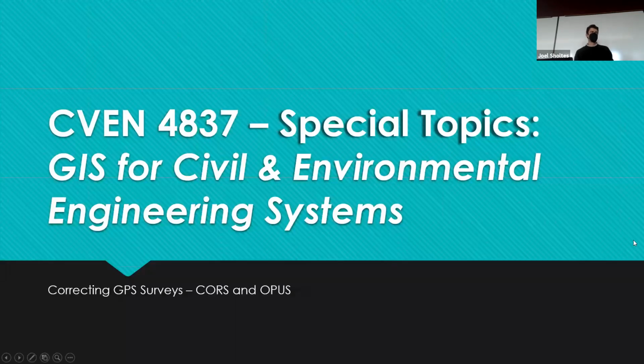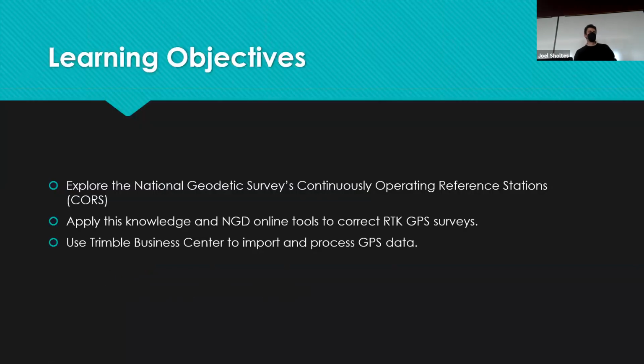So today we're talking about correcting our GPS, our RTK GPS surveys using the CORS system and OPUS. First, we'll explore the National Geodetic Survey's continuously operating reference stations, CORS. These are GPS receivers that are basically permanently monumented, and they're giving you a highly accurate tracking of their location. And we use those monumented locations to correct our own survey within them.